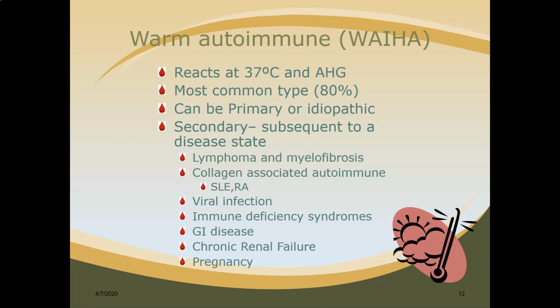Okay, let's move on to warm autoimmunes. The warm autoimmune hemolytic anemias are going to react at 37 degrees and at Coombs. They are the most common type. Almost 80% of all hemolytic anemias are warm auto. It can be primary idiopathic or it can be secondary subsequent to various disease states. Again, your lymphomas and lymphoproliferative disorders, autoimmune collagen disorders such as lupus and RA can cause warm autoimmune hemolytic anemia.